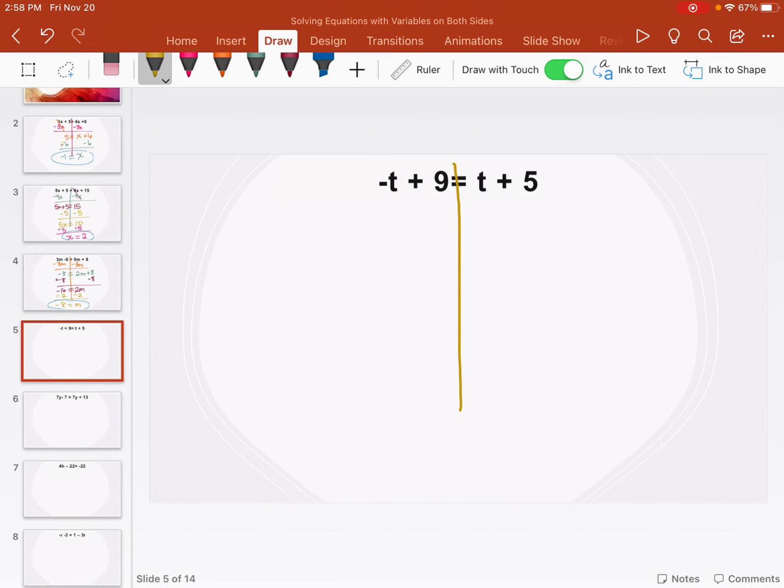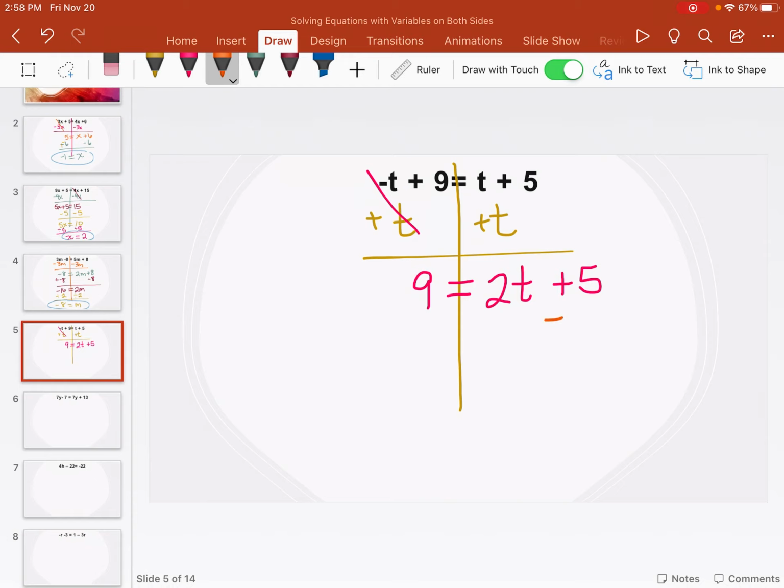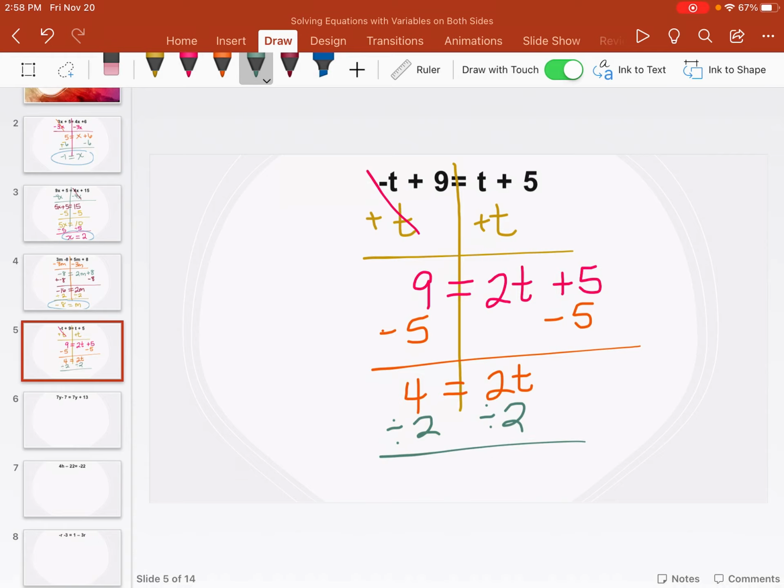Okay, let's look at this one. Why don't you go ahead and try it? Okay, so I would get rid of the negative t first by adding t to both sides. So over here, that's canceling. I get 9 equals, t plus t is 2t plus 5. Now that's a normal two-step equation, so subtract 5 from both sides. 2t equals 4, and then divide by 2. So t equals 2.